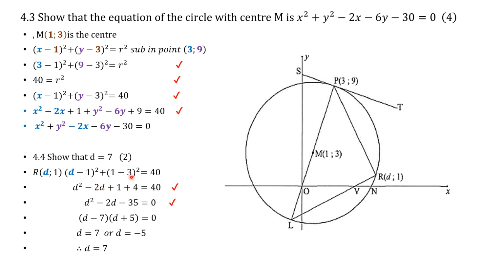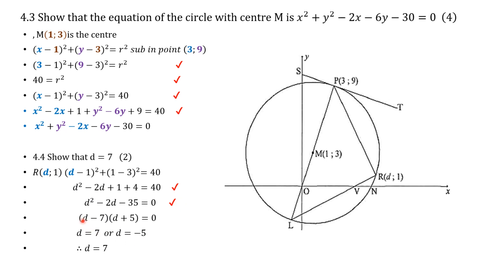1 minus 3 is 2, negative 2 squared becomes positive 4, equal to 40. So I have d squared minus 2d, 1 plus 4 is 5, but 5 minus 40 gives me minus 35. So 1 mark there for correct multiplication, 1 mark here for standard form.